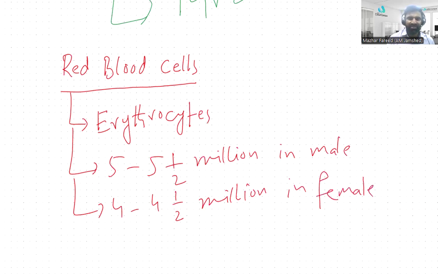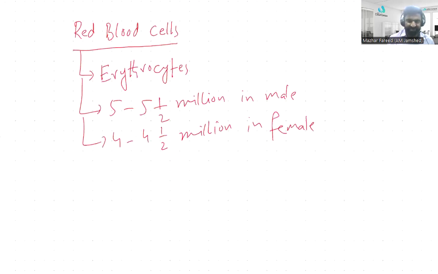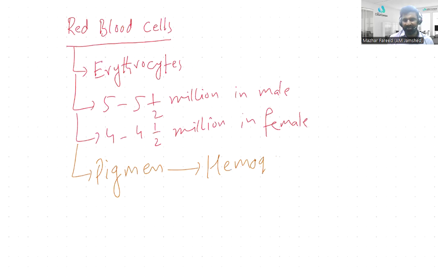So the red blood cell contains a pigment. That pigment is called hemoglobin. And hemoglobin concentration is very important for transporting oxygen from the lungs to all parts of the body, where metabolism or the cellular respiration process takes place.